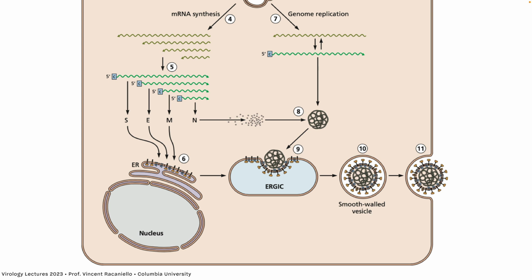And then the nucleocapsid buds into the ERGIC. So it's budding into an internal vesicle. It's not budding from the surface. And of course, this budding requires the ESCRT pathway.